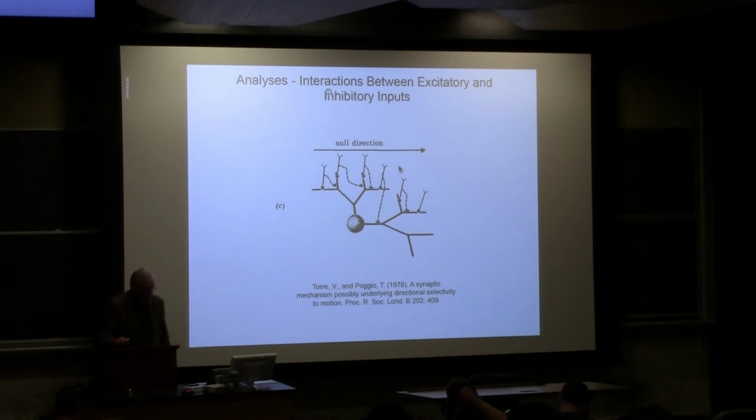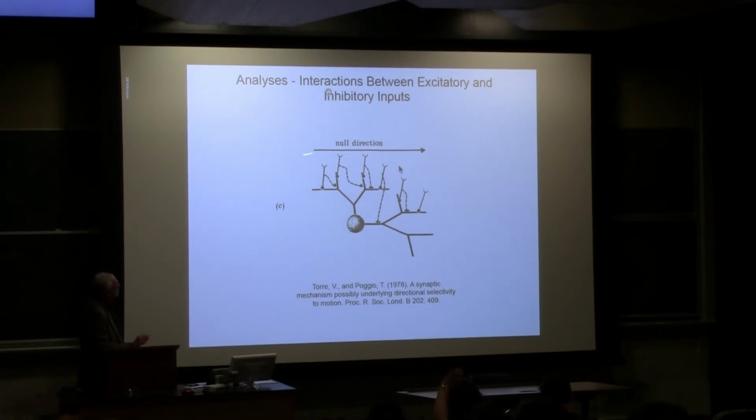And Koch and Poggio went on to argue that this may be the basis of directional selective responses in the retina. So they hypothesized a retinal ganglion cell which may be sensitive to movement of light. I should say this is the null direction, insensitive to movement of light in this direction, but a movement of light across the receptive field in the other direction would excite this neuron. And so the idea of how the null direction, oh yes?